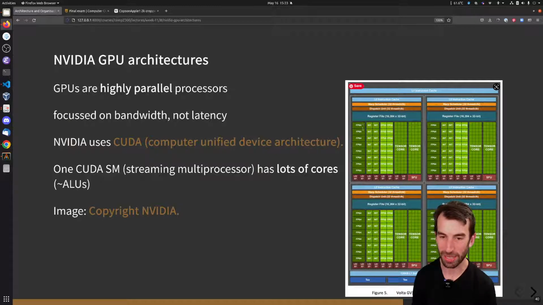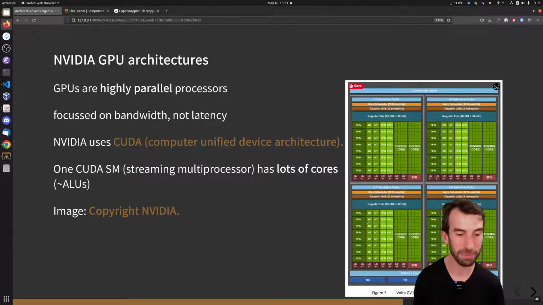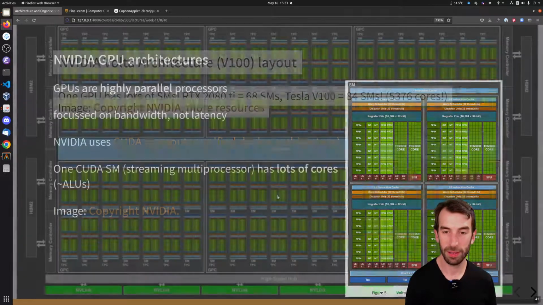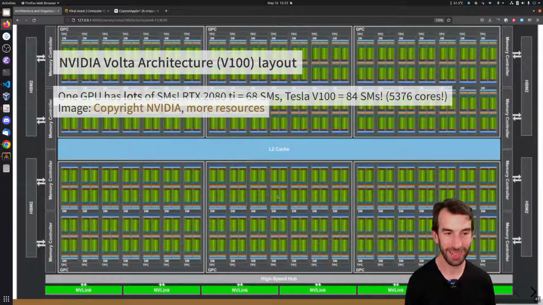I think that's what those things are. No, I don't know what they are. Anyway, these things are all ALUs in there, I think. Tensor cores are specific ones for doing specific multiplication and addition operations. And there are tons of them.